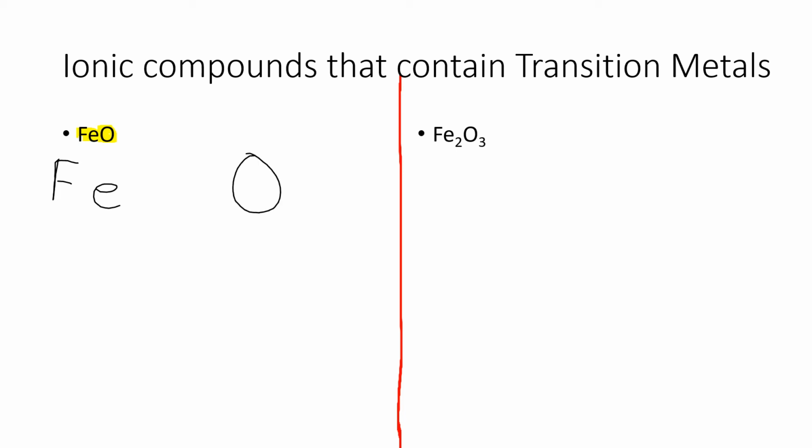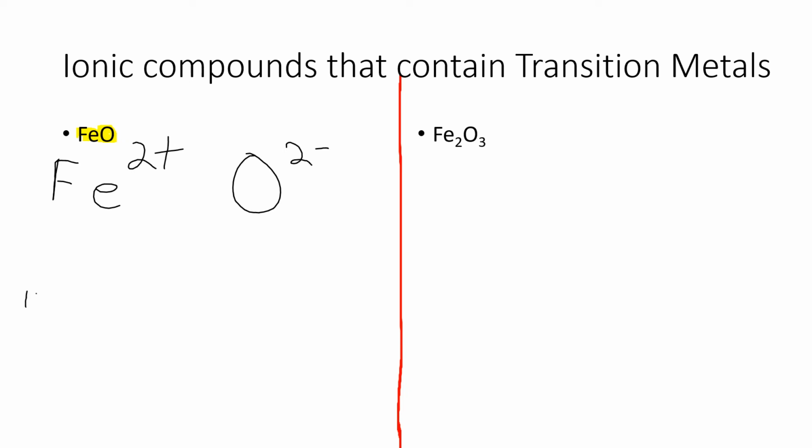Oxygen lives in 6A. When things in group 6A form ionic compounds, they're going to form -2 ions. We need to use this information to achieve charge balance. So the only way we could have charge balance in this compound is if the iron was also +2 in order to achieve that charge balance. That's the only way.